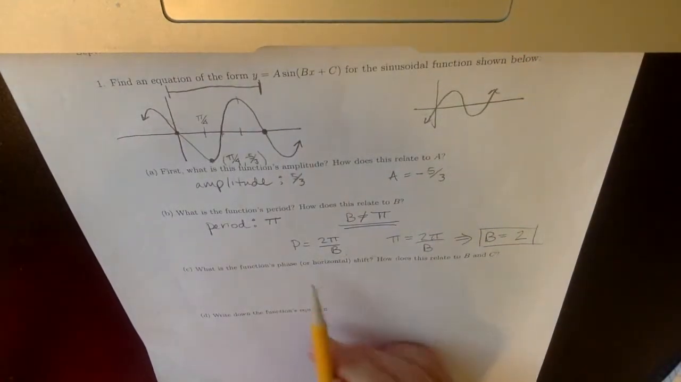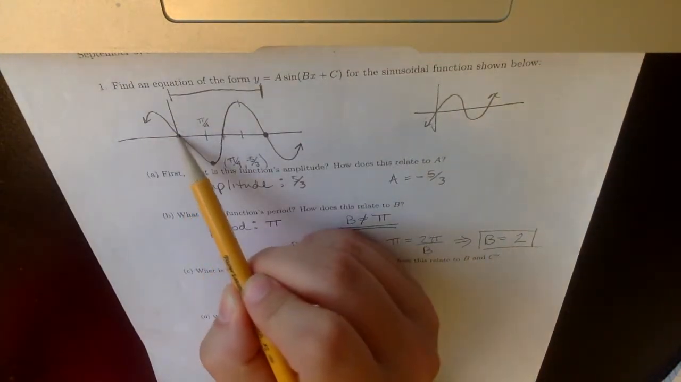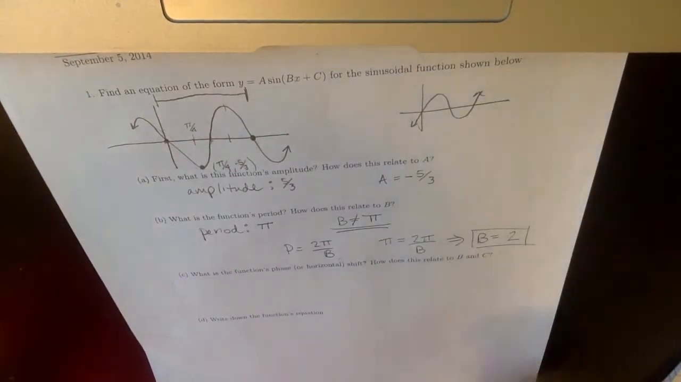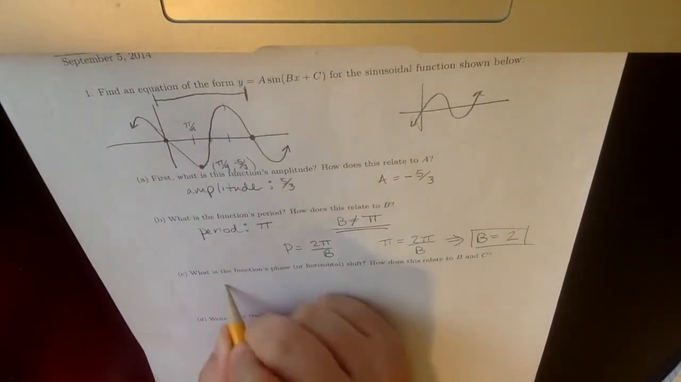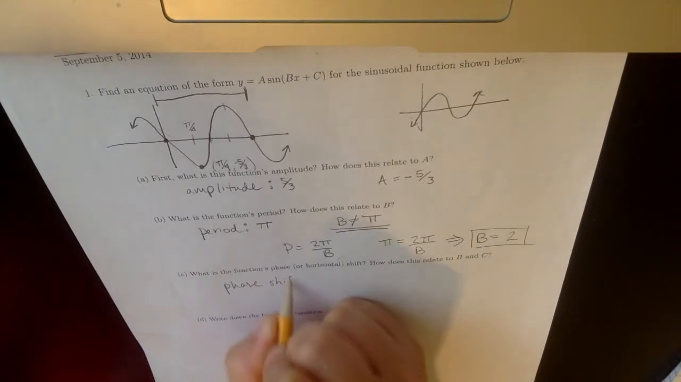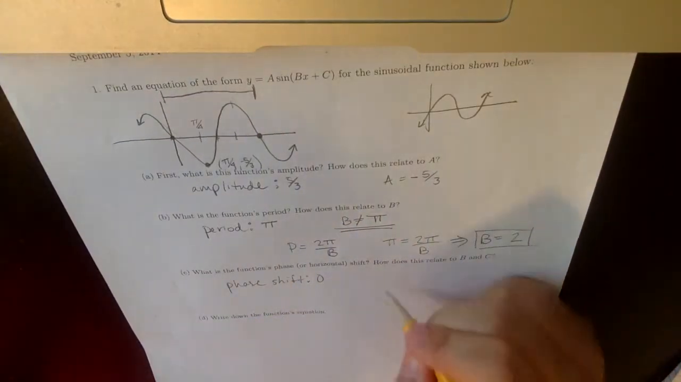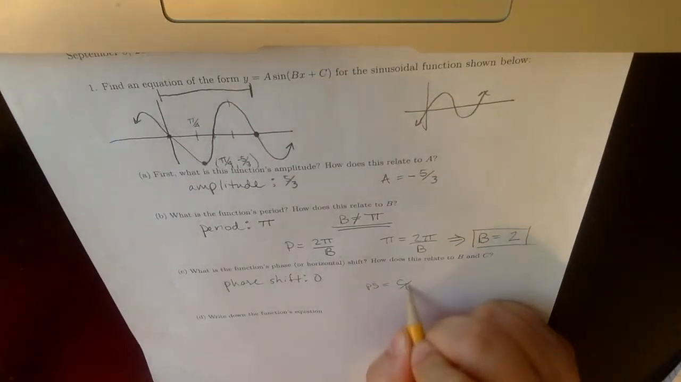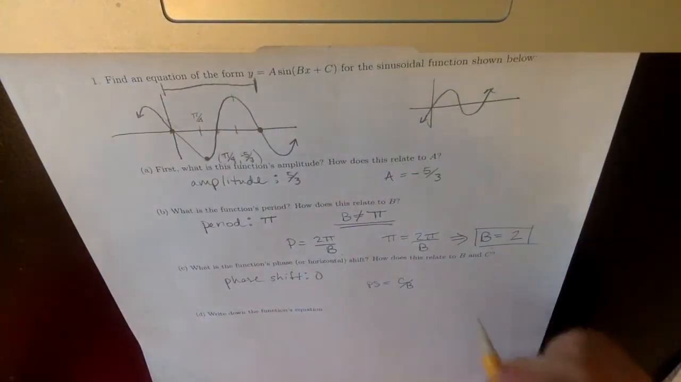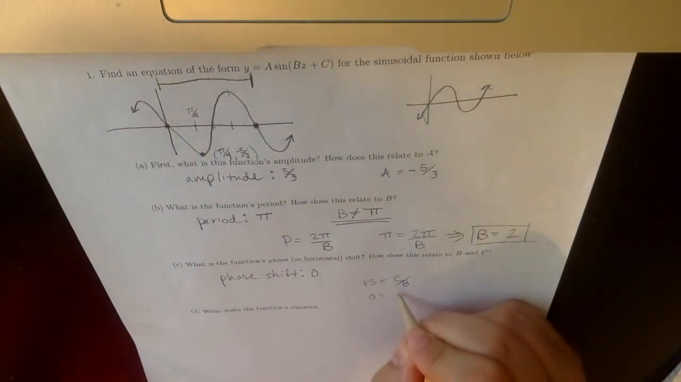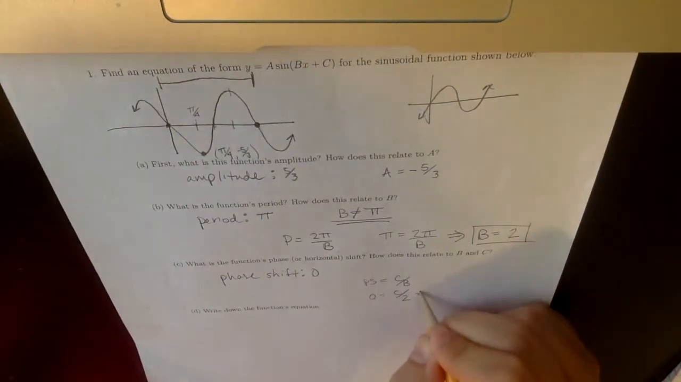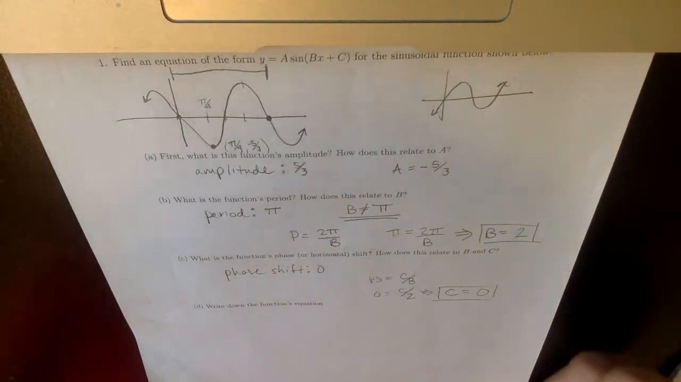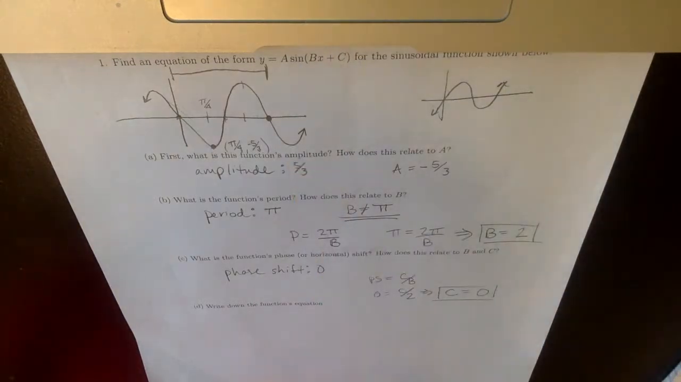Okay, now the function's phase or horizontal shift, well, sine passes through the point 0, 0, and our function passes through the point 0, 0, so we haven't been shifted. So the phase shift is 0. Now the phase shift, what's called PS, is equal to c over b. Now here we know 0 is equal to c over b, where b is 2, which tells us that c is equal to 0.